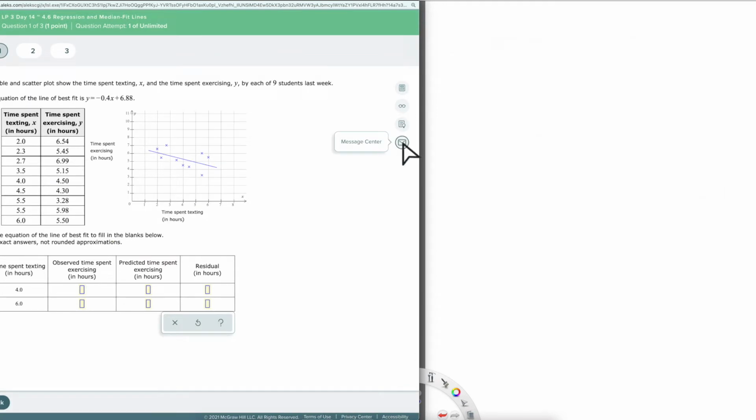So this will open up a message center with the problem attached, and then you can type a message to your teacher so that, hey, we know exactly where to come and help you. All right, let's go ahead and get started here.